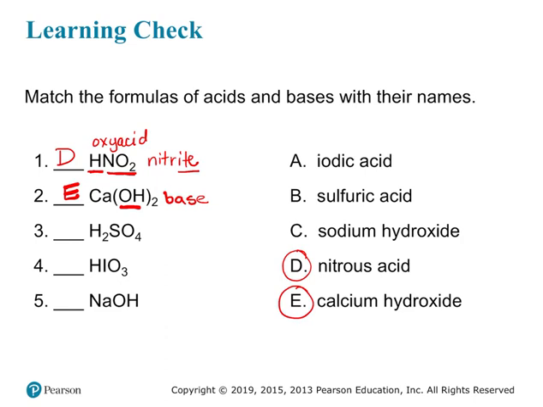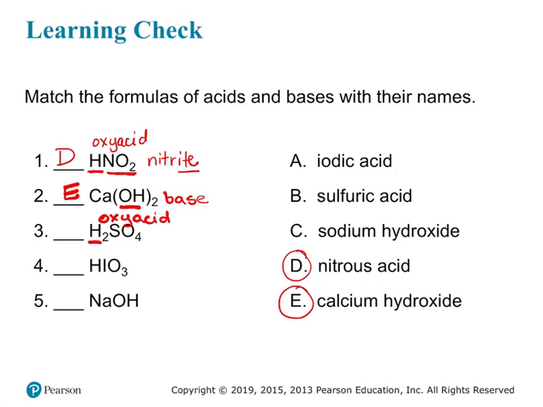All right, let's look at the next one, H2SO4. Is that an acid or a base? I don't see any hydroxide ions, so this would be an acid, and I do in fact see a couple of hydrogens there. All right, and then since this is an acid, is it a binary acid or an oxyacid? It's an oxyacid.